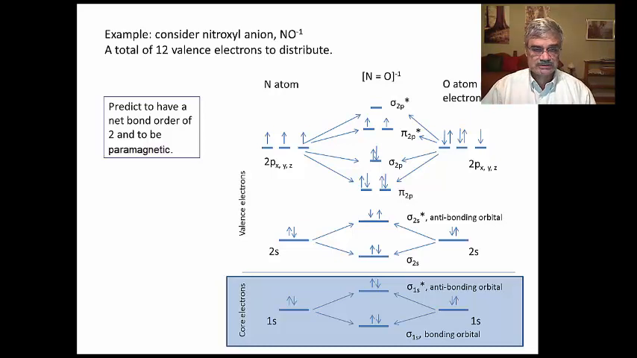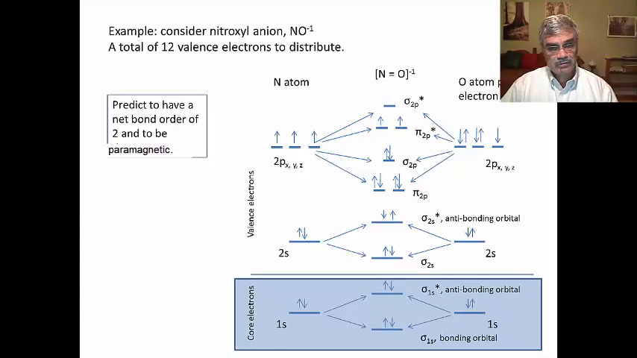When you do that, you place 2 in the sigma 2s, 2 in the sigma 2s star, the anti-bonding, they cancel out, 4 into pi 2p, 2 into sigma 2p, and then the last two you would place into pi 2p star. So what would the net bond order be? Well, let's see. The sigma 2s and sigma 2s star, they canceled each other out. I got two pi 2p's, that's two good bonds. I got a sigma 2p, that's a good bond. So I've got three good bonds, and then I've got these two electrons in pi 2p star. We count that as one bad bond or one anti-bond, so the net bond order would be 2, and we would predict this species to be paramagnetic.